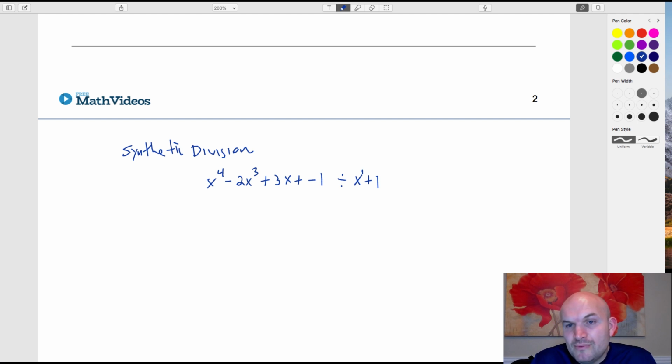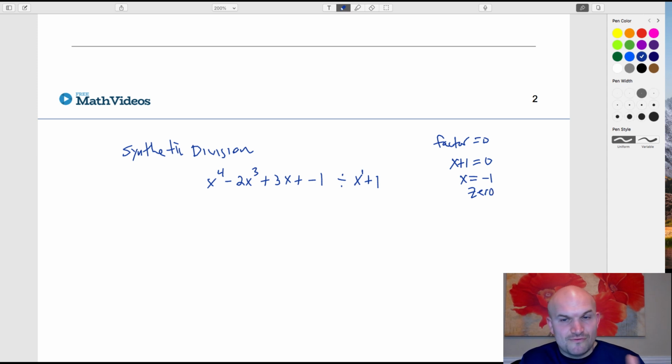And remember, we can set our factors equal to 0 to find the zeros. If x plus 1 was a factor, setting it equal to 0 gives x equals negative 1 as a zero. Again, we don't know that x plus 1 is a factor because we don't know if it divides in, so we don't know if x equals negative 1 is a zero. However, when doing synthetic division, we need to use the zero, not the factor. So we take the negative 1 from this divisor and place it on the outside.